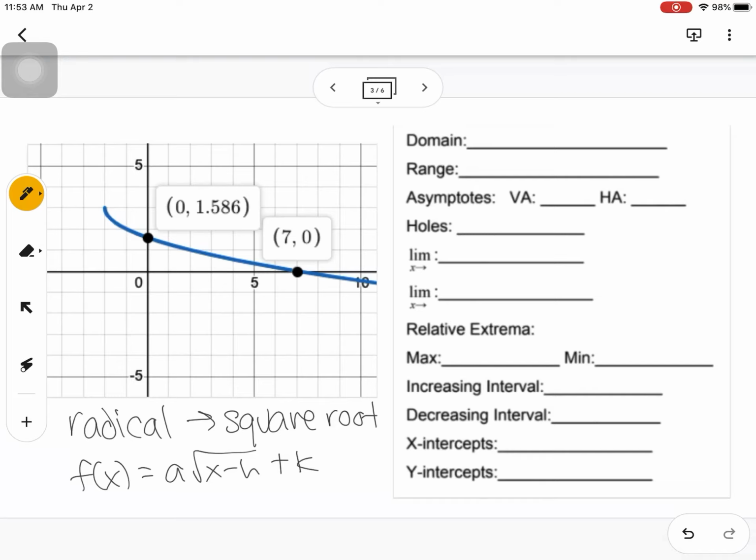For the domain, again, that's the left to right of your function. The farthest left this function goes is right here at -2. It does have a point at -2, so it needs to be a bracket. And then it goes to the right forever, so to infinity.